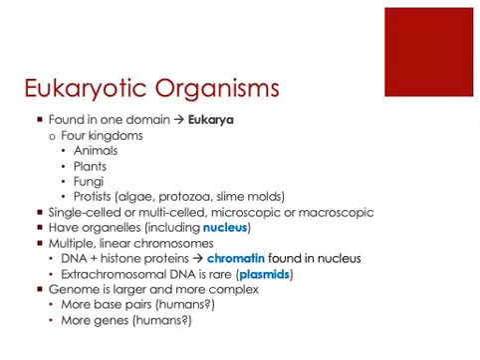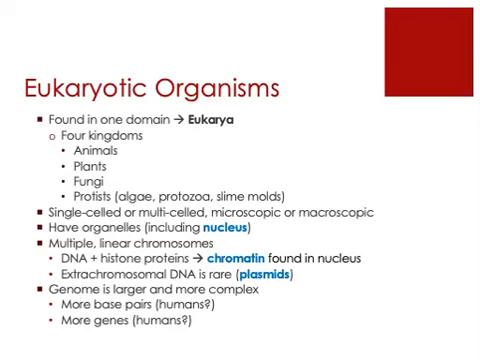Eukaryotic organisms, unlike prokaryotic organisms, can be single-celled, but they can also be multi-celled like humans are. Eukaryotes can be microscopic, but they can also be macroscopic, visible with the naked eye, in other words. So that means that some eukaryotes would fall into our definition of microbes. There are some eukaryotic organisms that are single-celled and microscopic. But there are other eukaryotes that are not microbes because they are multicellular and they are macroscopic.